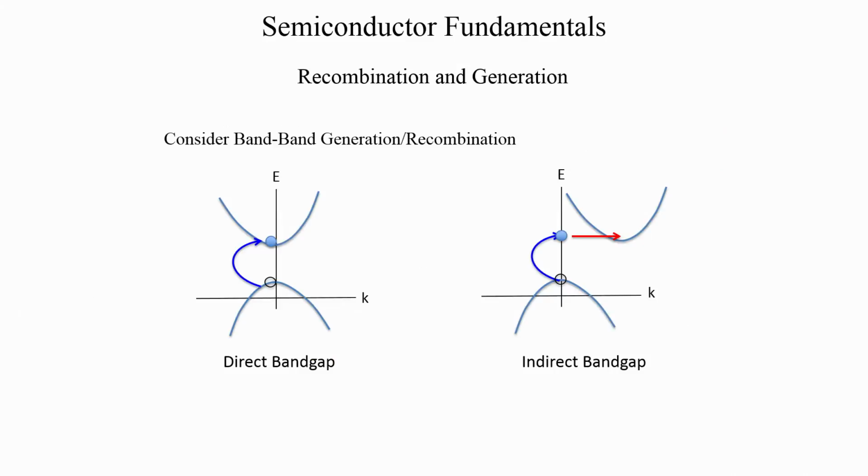Now, these are, I would say, the basic generation recombination mechanisms. Now, let us consider band to band generation recombination. Band to band implies you need to have a direct transition of an electron from the valence band into the conduction band, thereby leaving a hole behind. Now, the efficiency of a band to band generation mechanism strongly depends upon the kind of semiconductor used.